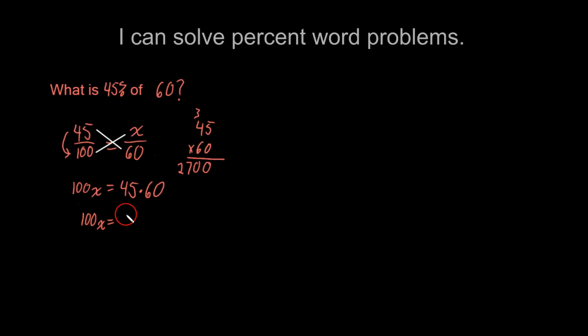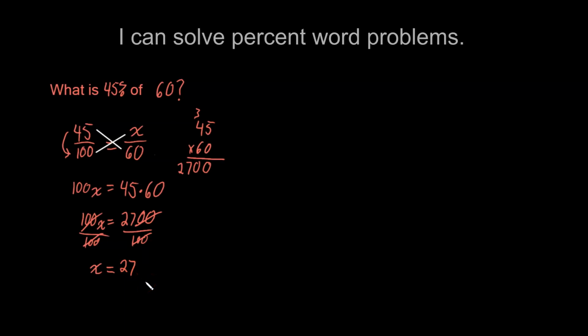100x equals 2700, and now we just need to divide by 100. That clears out the last two zeros. If you're dividing by 100, you're just removing two zeros, or moving the decimal place over two places to the left. So we get x is equal to 27.